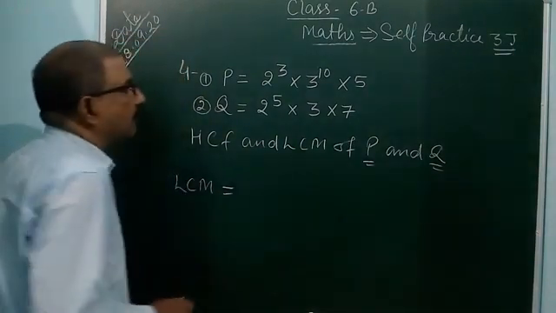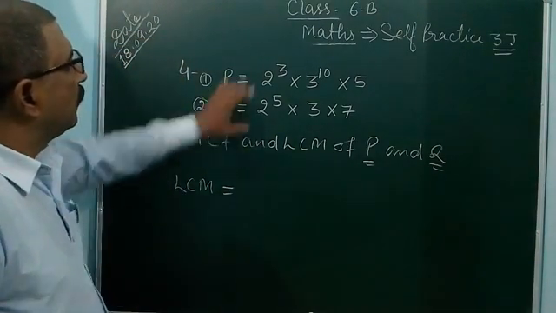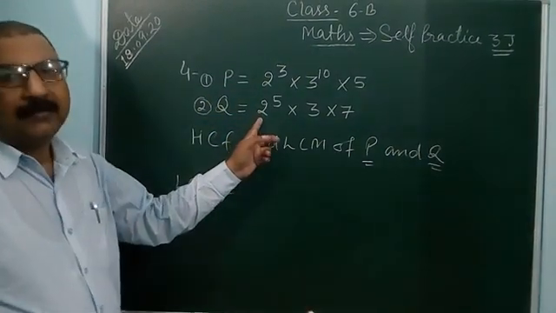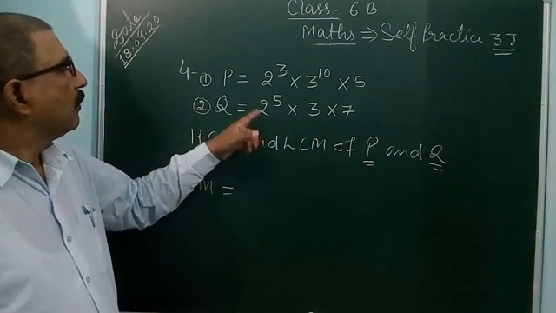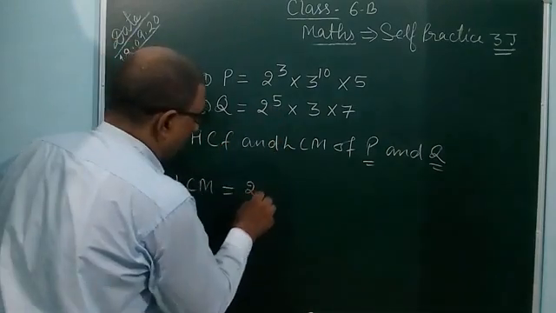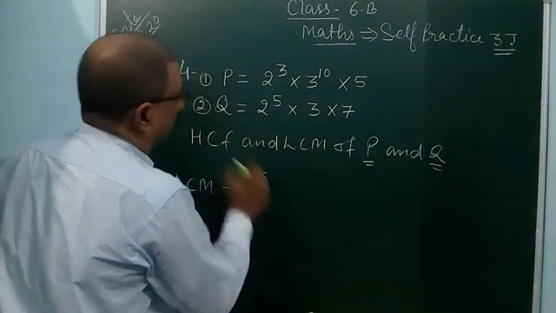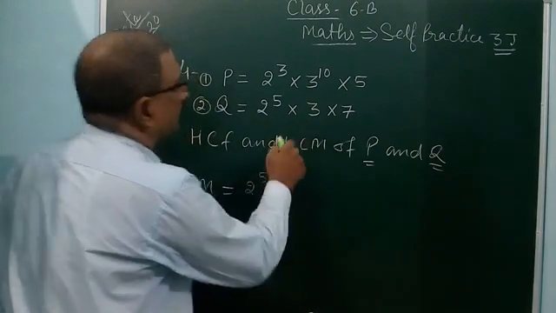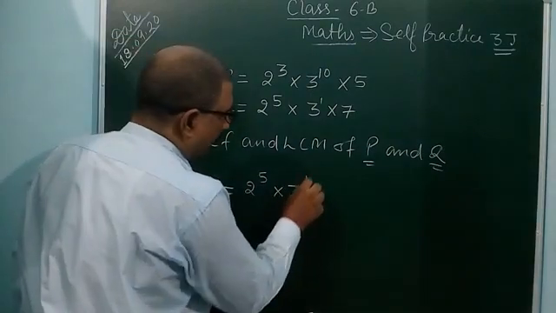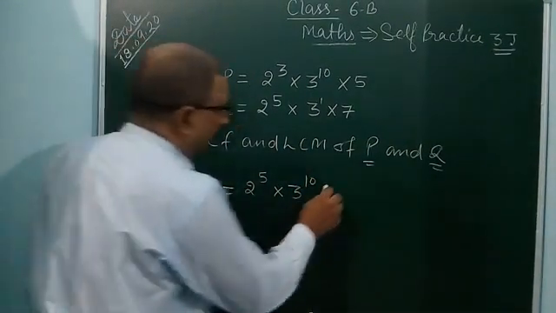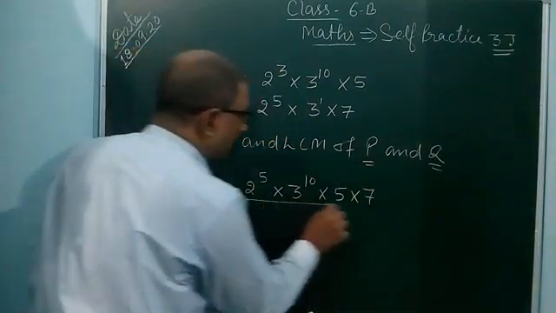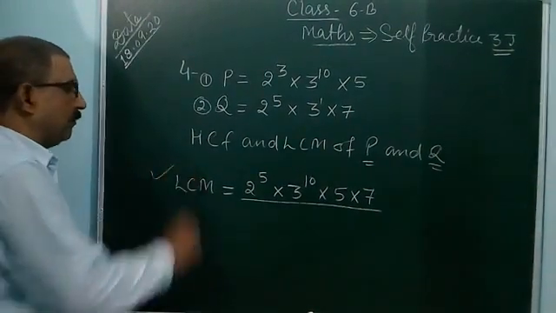For the LCM, you can choose 2, which is common here. For the LCM, you choose the bigger power. The bigger power is 2 to the power 5. And for 3, you can see here 3 has power 1 and 3 has power 10. So you choose 3 to the power 10, the bigger power, and multiply by 5 and multiply by 7. This will be the LCM.